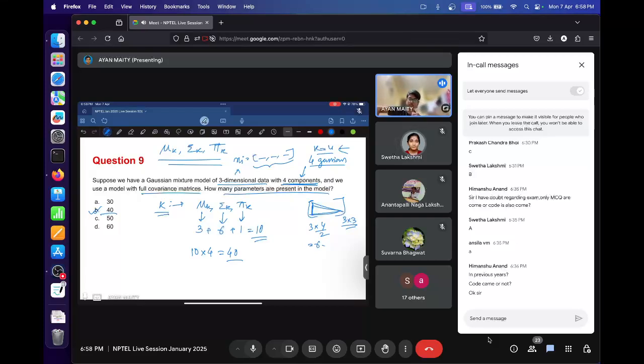So this is how you can calculate the number of parameters present in a GMM model. For individual clusters, you have to find out mu k, sigma k, pi k, and then multiply the number of parameters for one cluster by the number of clusters. Here it is 4, so 10 into 4, total 40 is the number of parameters present in the GMM model.